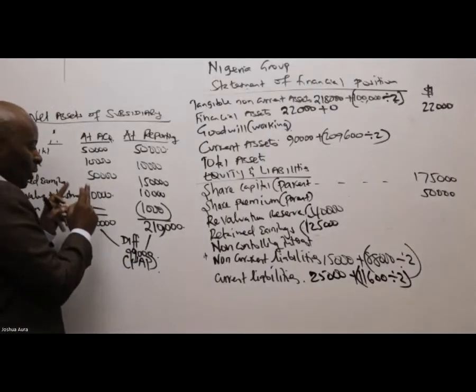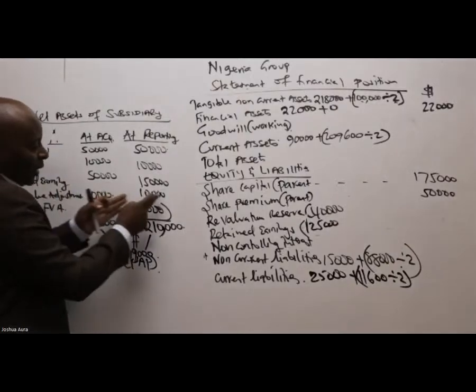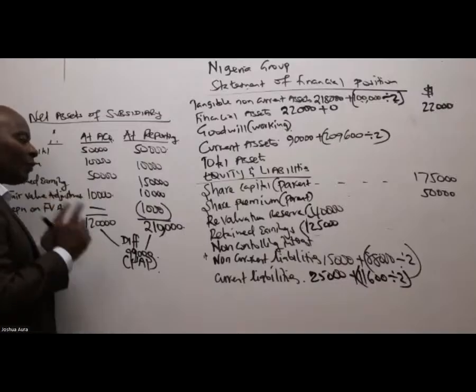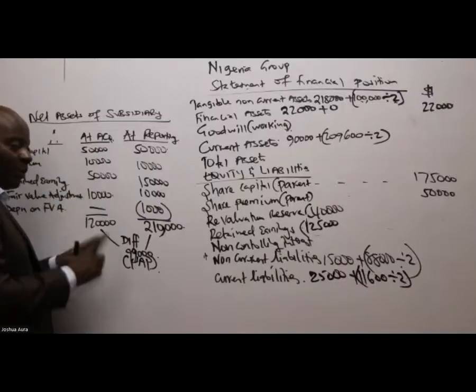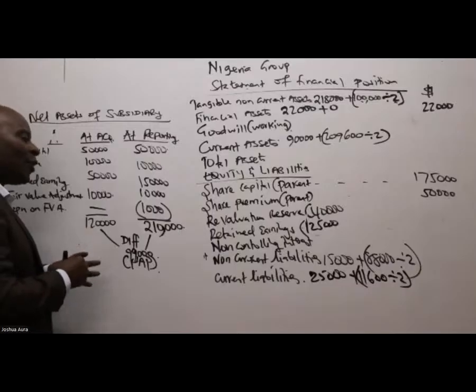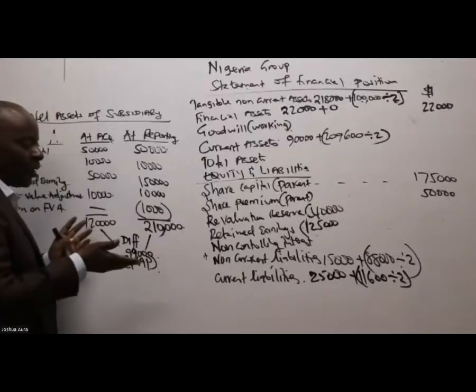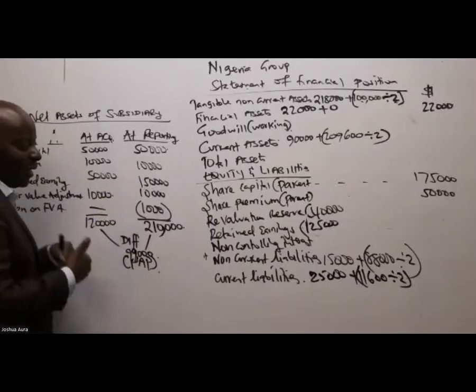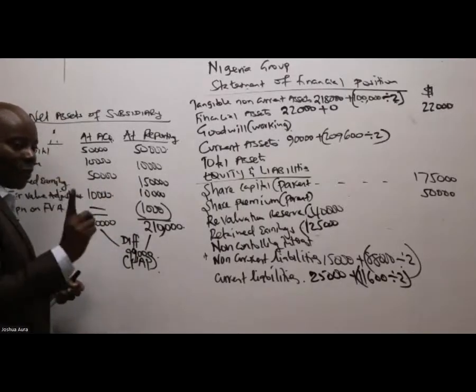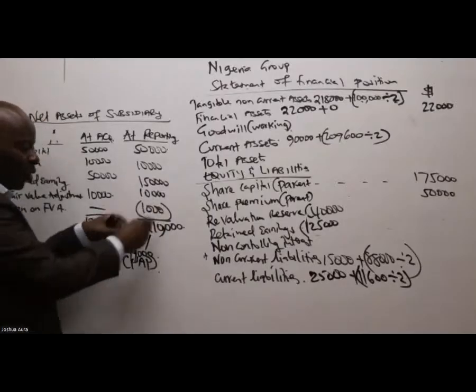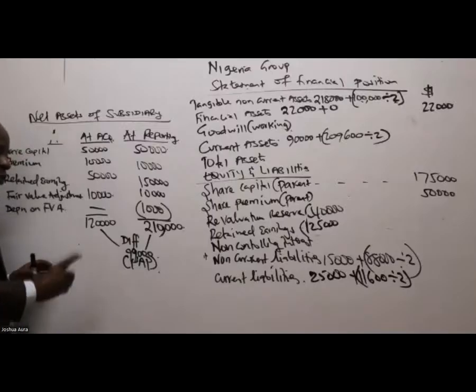So you'll have a positive 10,000 at acquisition, and the same figure is replicated here. Then after you do that, this fair value adjustment always has to be depreciated, of which they have told us that the remaining useful life of the asset after the revaluation is 10 years. So it took 10,000 divided by 10, which gave us 1,000. And it's supposed to be lost in value.